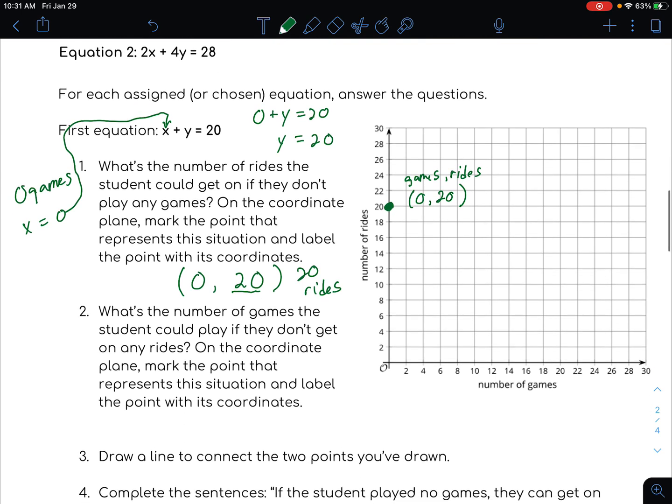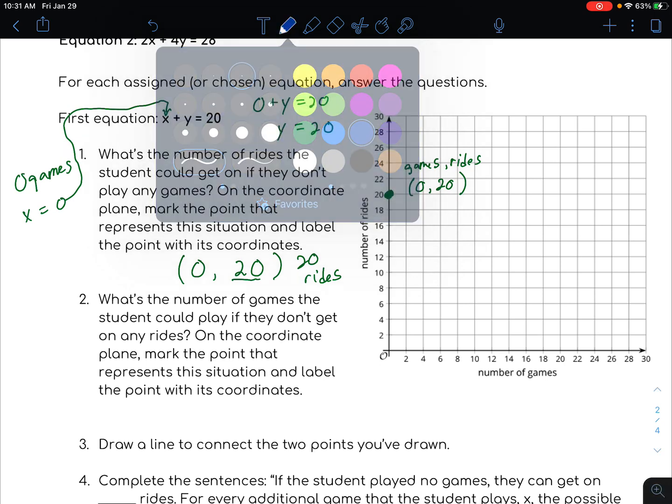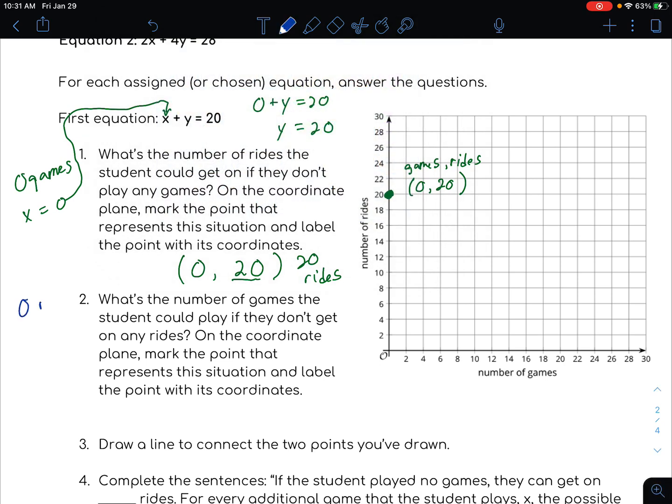Let's go on to number 2. What's the number of games that a student can play if they don't get on any rides? On the coordinate plane, mark the point that represents the situation and label the point with its coordinates. This time we're talking about 0 rides, and that means the Y value is 0. So if we're thinking about coordinates here, the Y value is 0, so then what is the X?